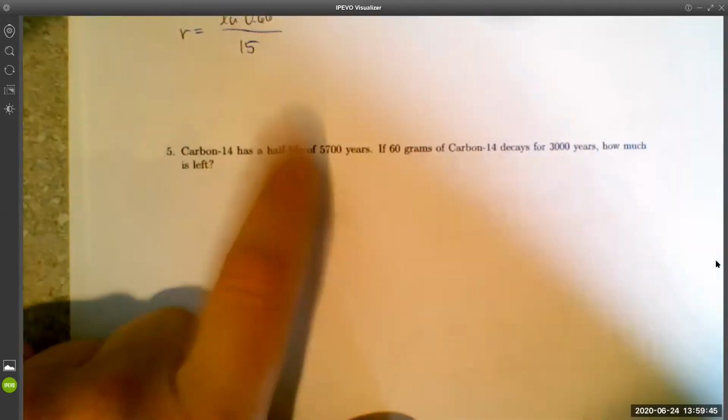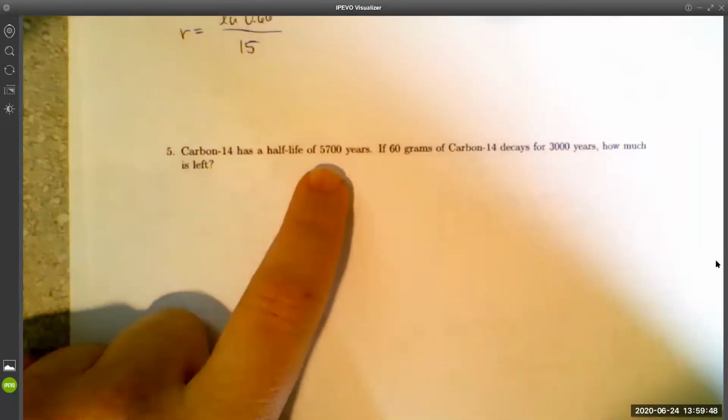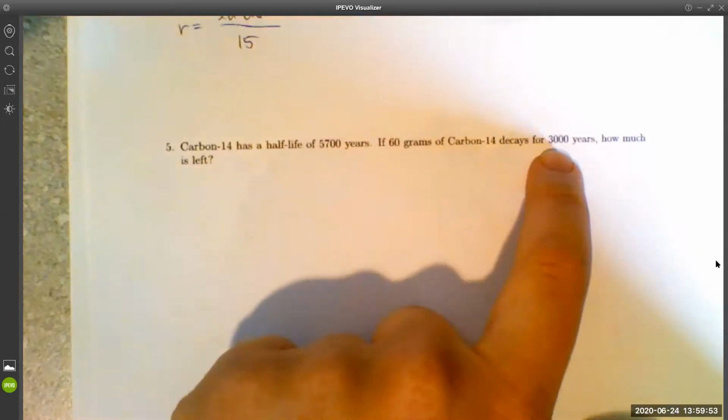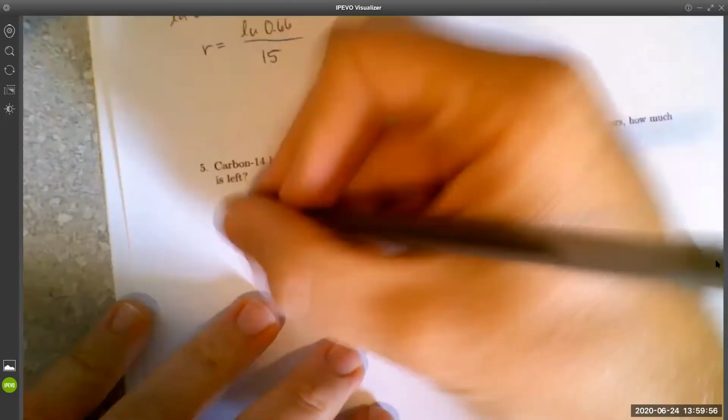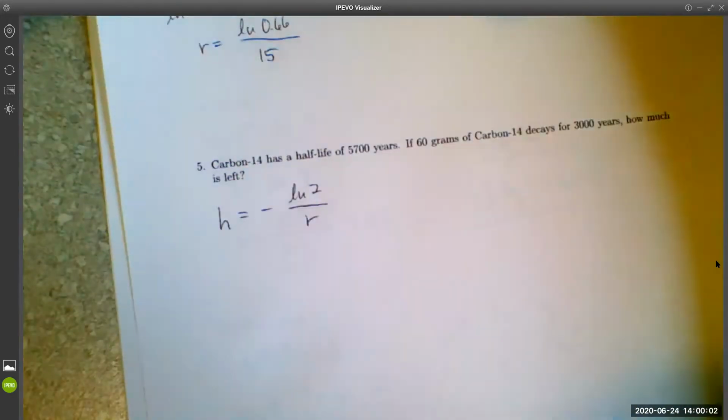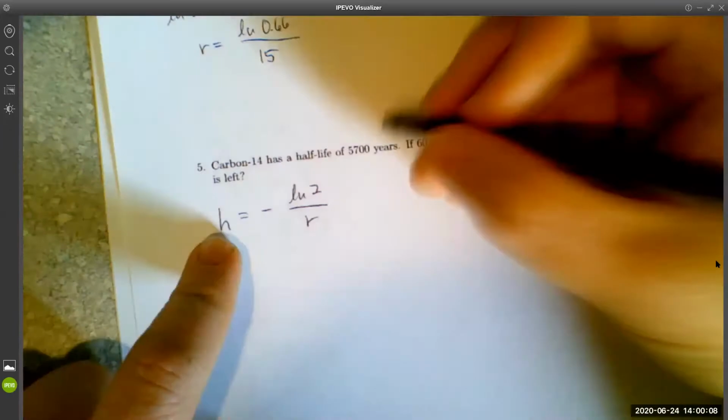It says carbon-14 has a half-life of 5,700 years. If 60 grams of carbon-14 decays for 3,000 years, how much is left? Okay. So this time I'm going to work backwards from what I did on example 4 because I'm given the half-life and I need to find the decay rate so that I can use it to make this prediction. Okay. So I'm going to use my half-life formula again, but I'm going to use it to solve for the decay rate. All right. So I know that the half-life is 5,700.